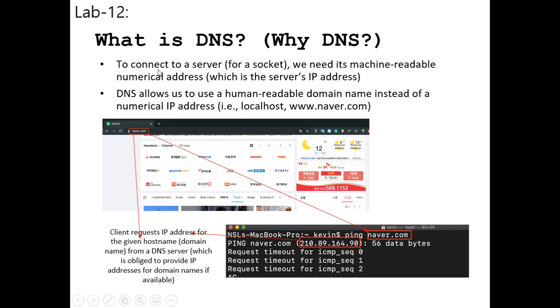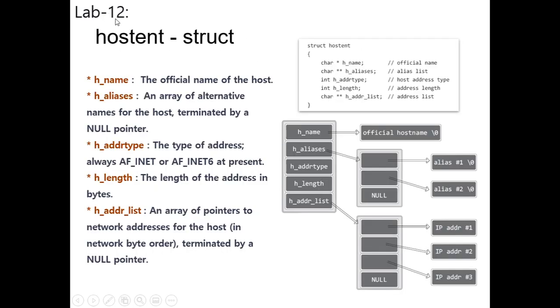All right. So to connect to a server, we need a machine-readable numerical address. DNS allows us to provide a human-readable domain name instead of a numerical IP address. The client requests an IP address for the given host name, which is naver.com, and the DNS server would be responsible for providing the numerical IP address of Naver's server to the requesting client. So that would be just an overall rough explanation of DNS. And if you want to take a look at how DNS works in detail, please go back to lab 12 and just watch the video, please. I just gave you a rough understanding of DNS.